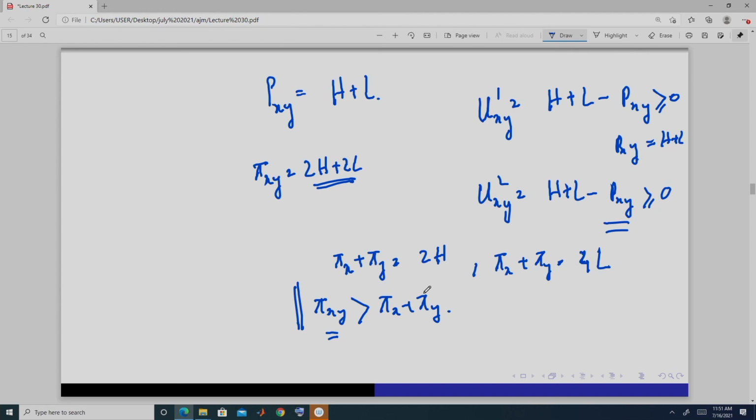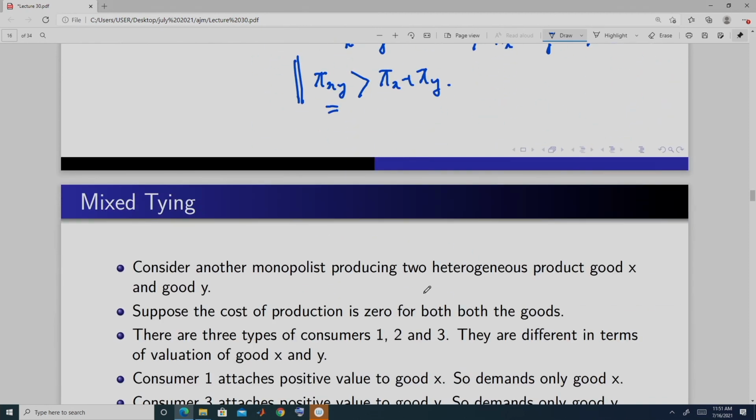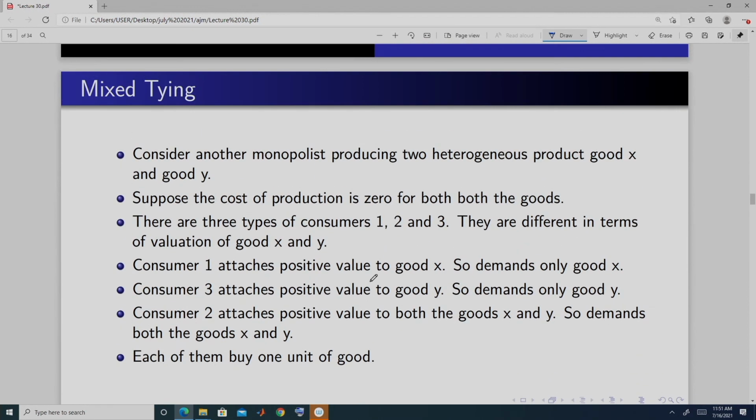Next, we can see whether only tying is possible or whether there are other ways of tying. We see something called mixed tying, and we will now look at when we see it. Again, consider a monopolist which produces two heterogeneous products, good X and good Y. For simplicity, the cost of production is 0 for both products. And there are 3 types of consumers, 1, 2 and 3. Now we increase the types of consumers, and they are different because their valuations are different.